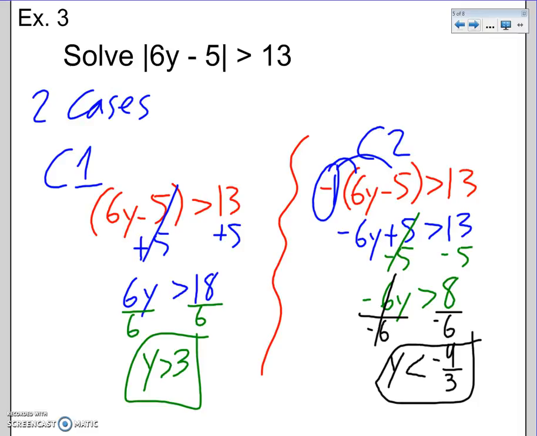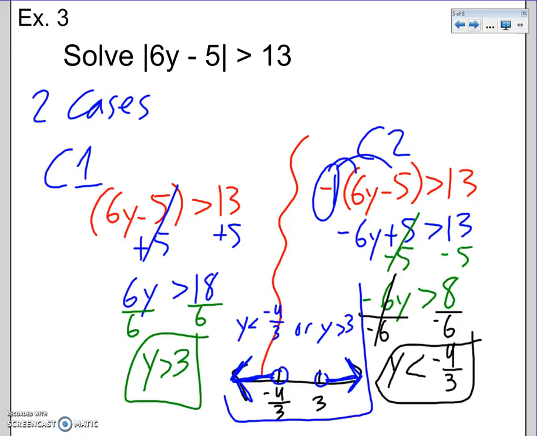So I have, on the left, y is greater than 3. On the right, y is smaller than negative 1.3. If I graph this, let's see, 3 is about right here. Let's put negative 4 over 3 right here. Alright, for 3, it is open. Y is bigger. I shade right. For the other one, y is less than. So shade left. So you notice it's an OR statement. I shaded to the outsides. So my answer is y is, let's put it in order, less than negative 4 over 3, or y is greater than 3. Again, both of these together are my answer.